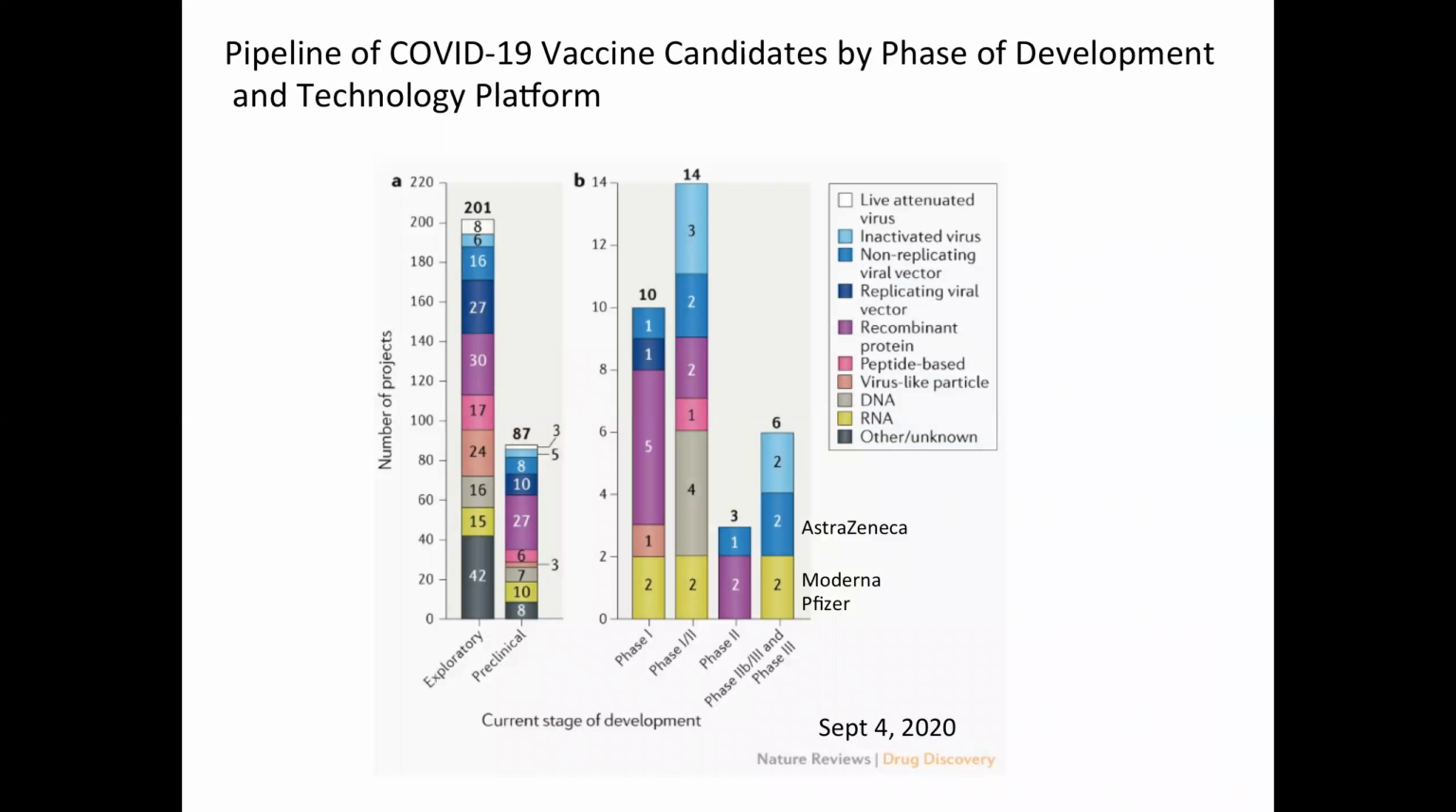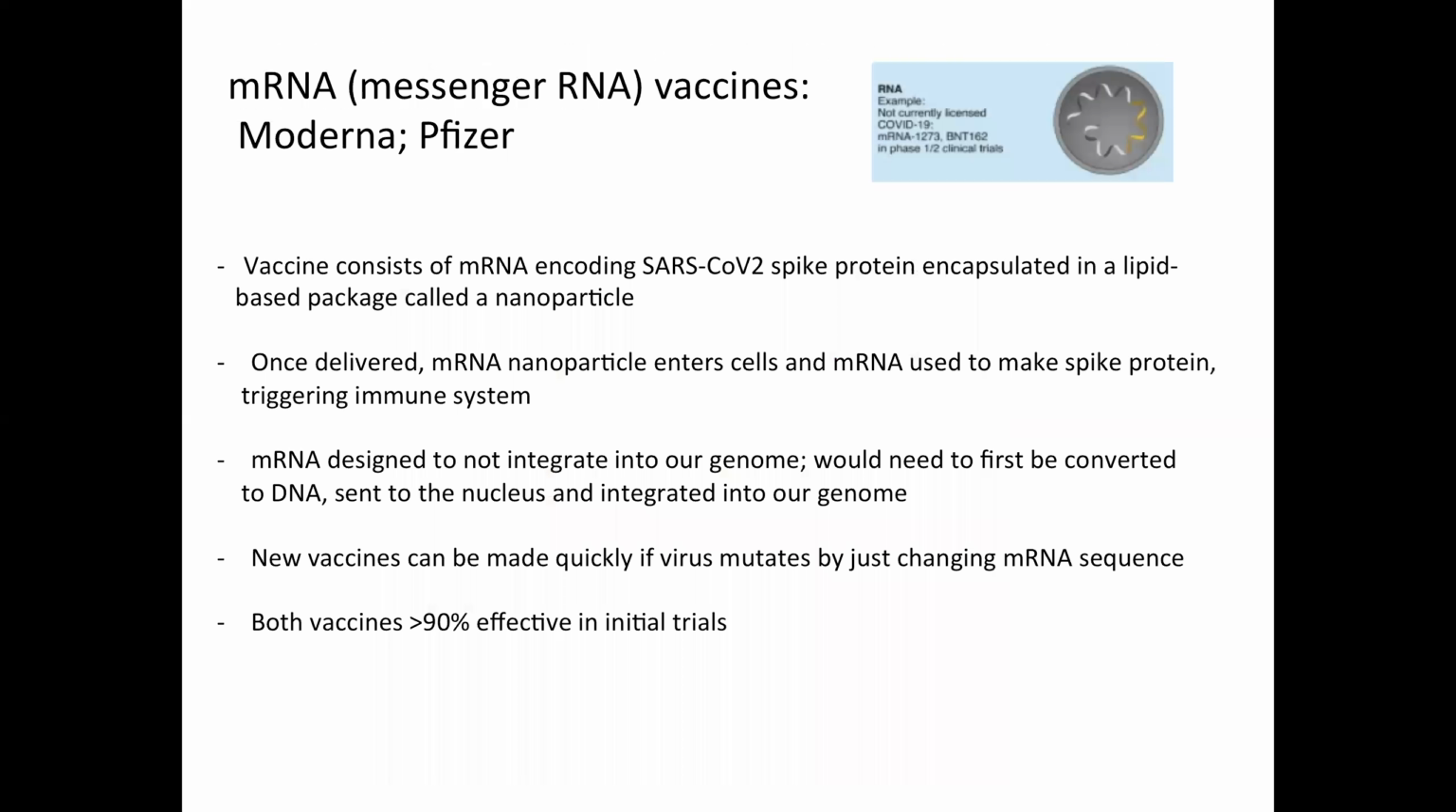So as of September, there were almost 300 different vaccine candidates under exploratory and preclinical development, as well as around 25 or 30 that were in various phases of clinical trials. And those include ones from Moderna and Pfizer, which are mRNA-based, and AstraZeneca, which is a viral vector-based vaccine, that were in late phase and are now approved for emergency use and will be approved for full use shortly. So let me talk a little bit more about the messenger RNA, or mRNA vaccines, and these again are from Moderna and Pfizer.